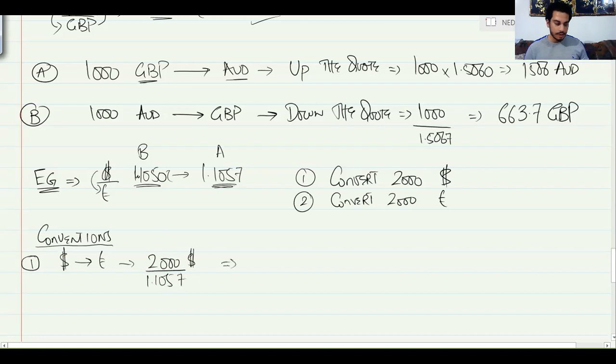And I get euros. So 2000 divided by 1.1057, I get 1809 euros. I hope you got the same answer.